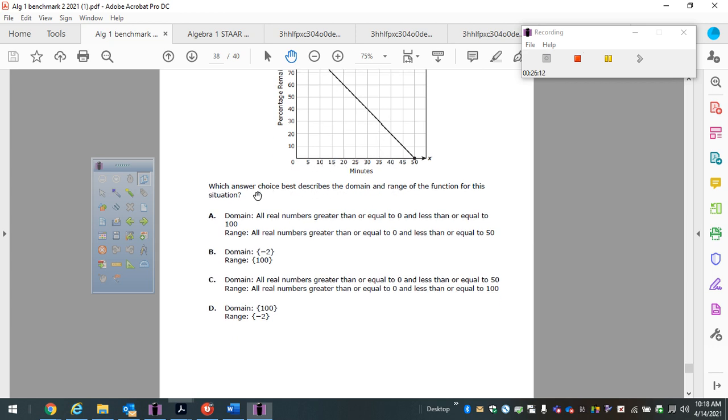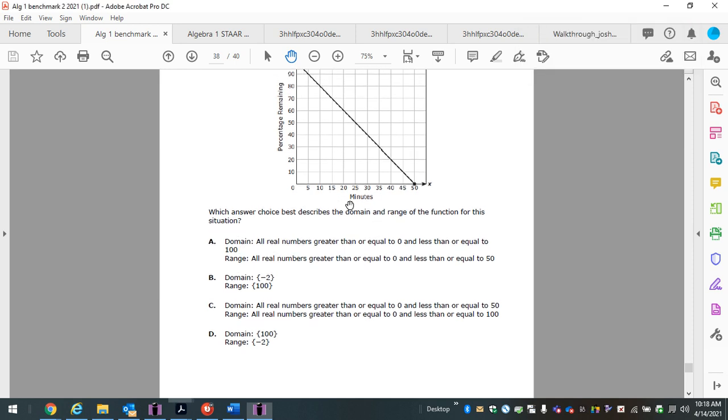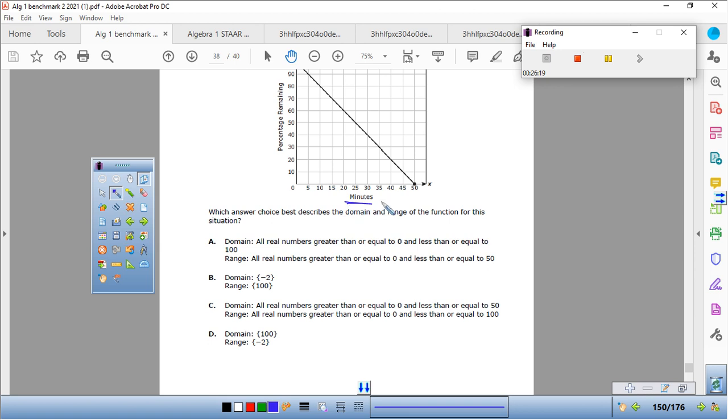All right, makes sense. Which answer best describes the domain and range of the function for this situation? Remember, domain is x values. This is going to be your minutes. Range is going to be your percentage remaining. So you're going to go with that. Okay, let's check it out. All real numbers, no. Anything with all real numbers, no, because all real numbers includes negatives. We don't have negatives in this one.